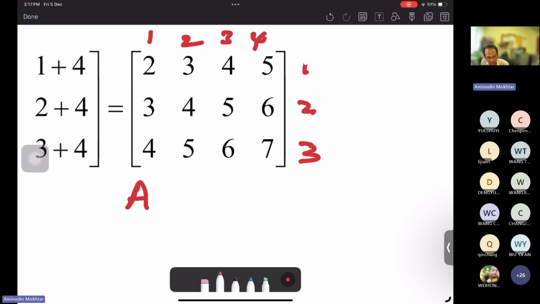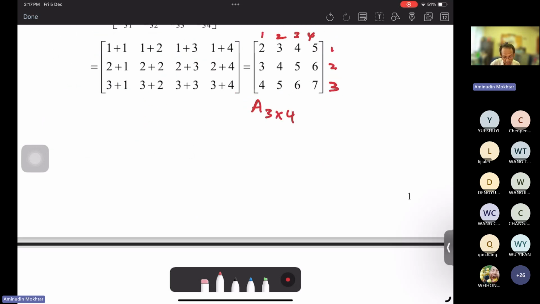This matrix has 3 rows times 4 columns. Matrix 3 times 4. In a matrix, we normally talk about how many rows and how many columns. Okay, that's the general part of the matrix. The other part I will leave.